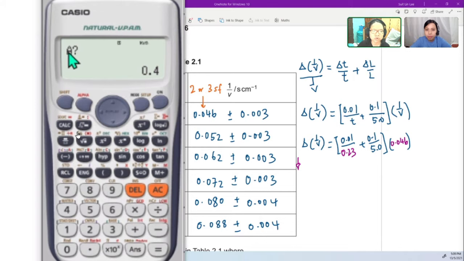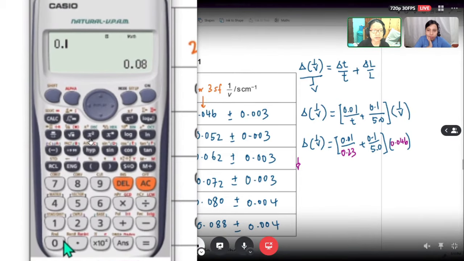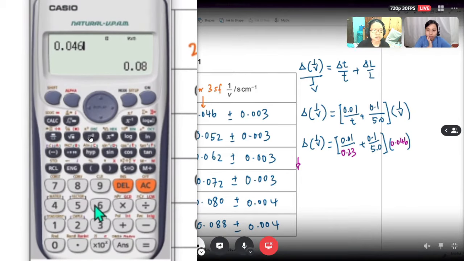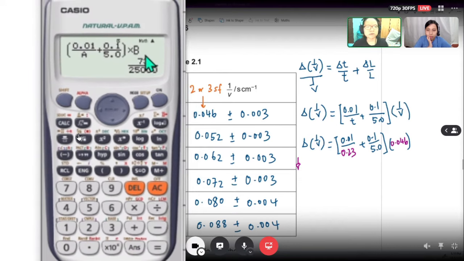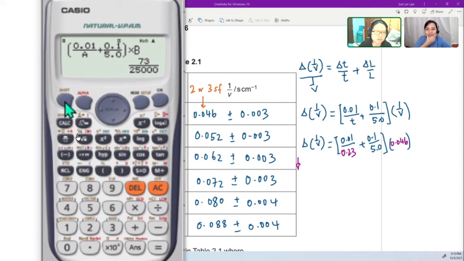The calculator will ask you, hi kid, what is A? So you say, oh, A is 0.23. And then what is B? B is 0.046. Okay, so you get this number. But as usual, if you stare at this, obviously you need to change it to standard form.